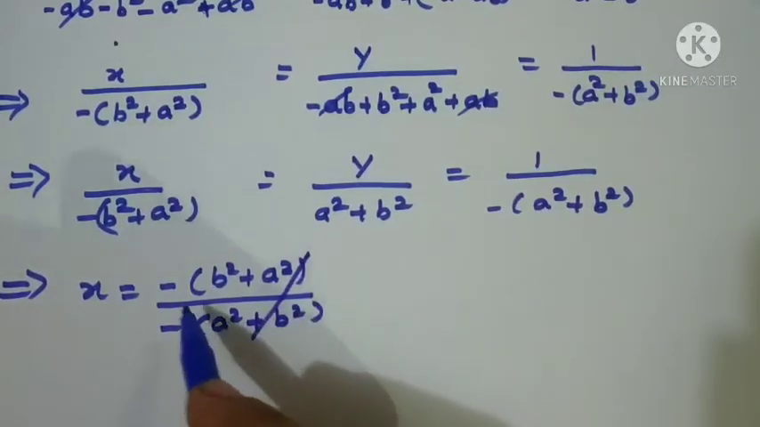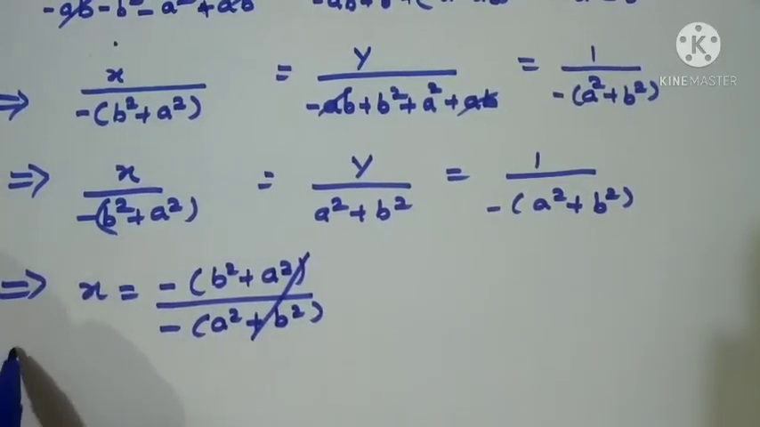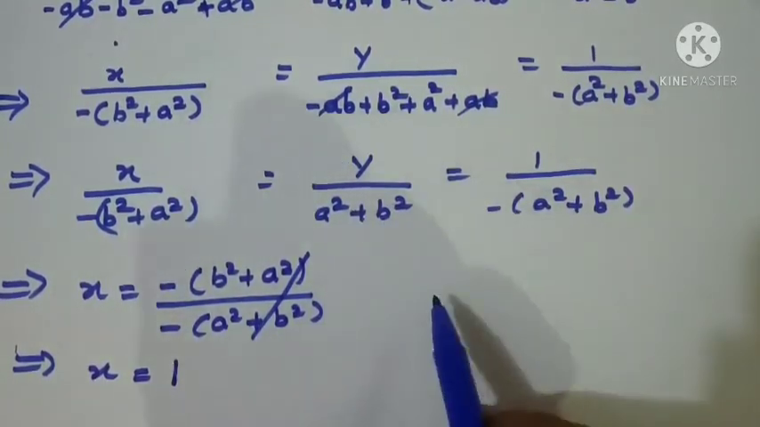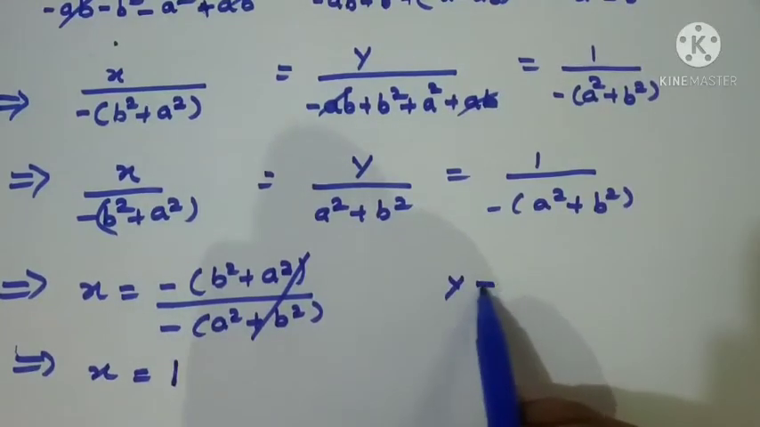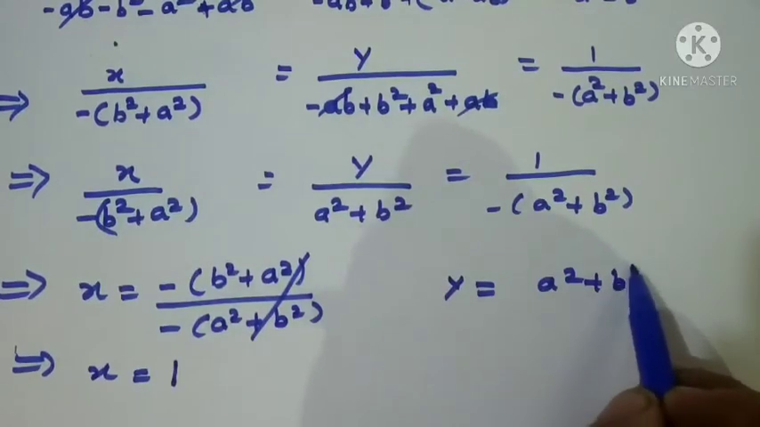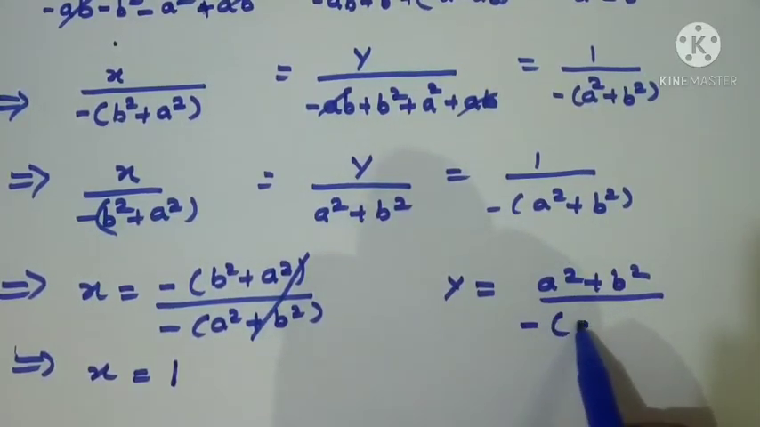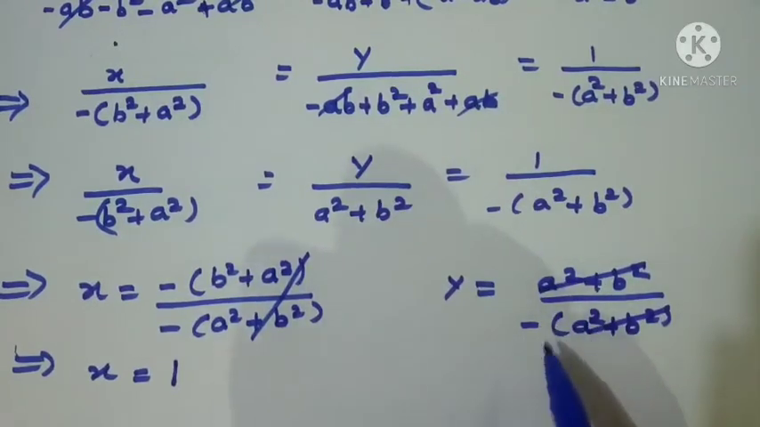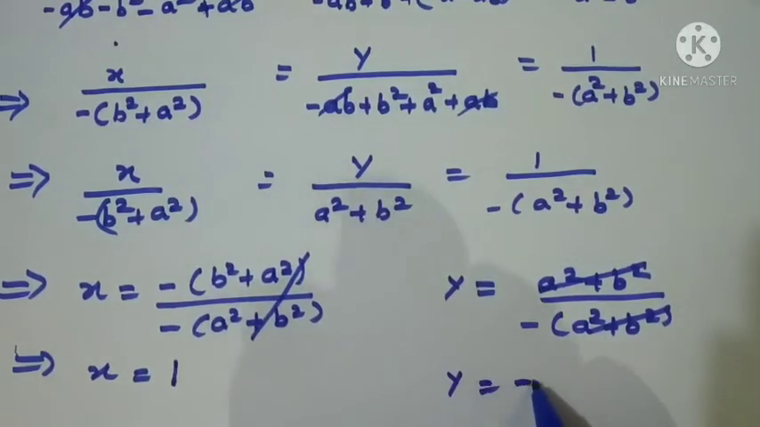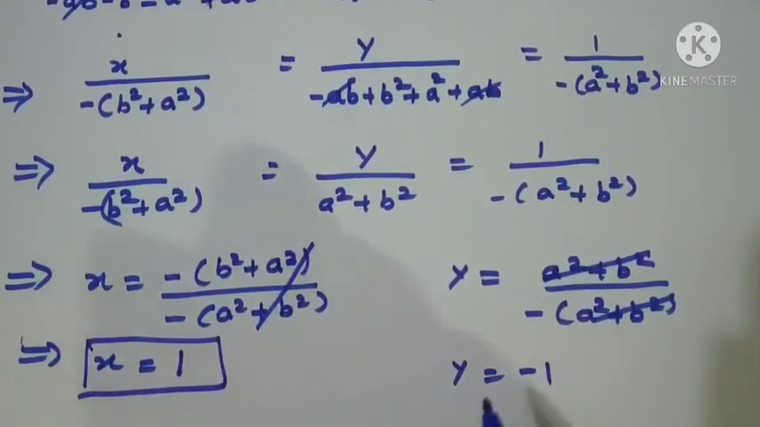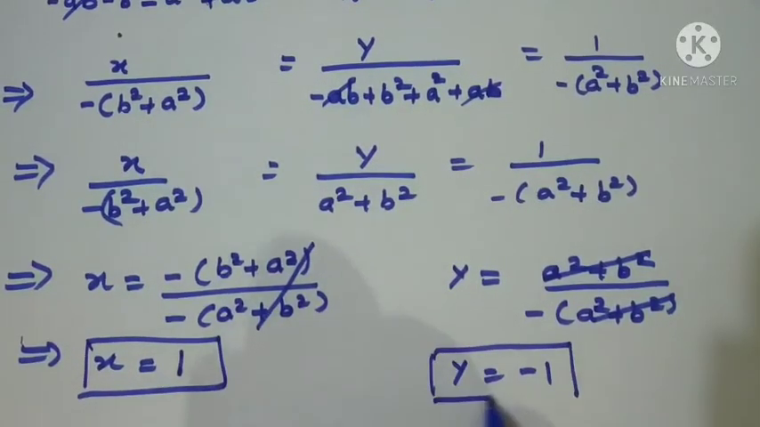So this will get cancelled, minus minus also will get cancelled, so x equal to 1. Next, from these two ratios, y equal to, this a square plus b square I am taking to this side, a square plus b square divided by minus of a square plus b square. Minus is there, so y equal to minus 1. So what are the values we got? x equal to 1 and y equal to minus 1.